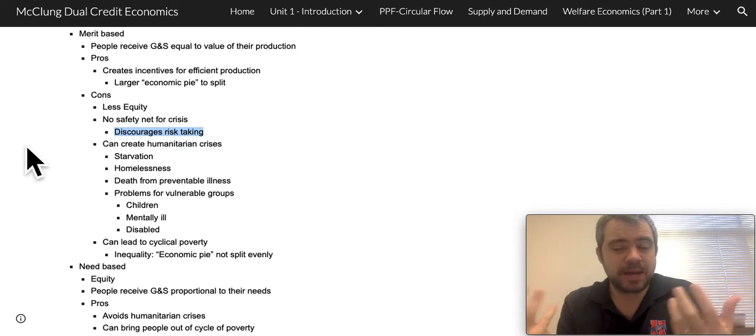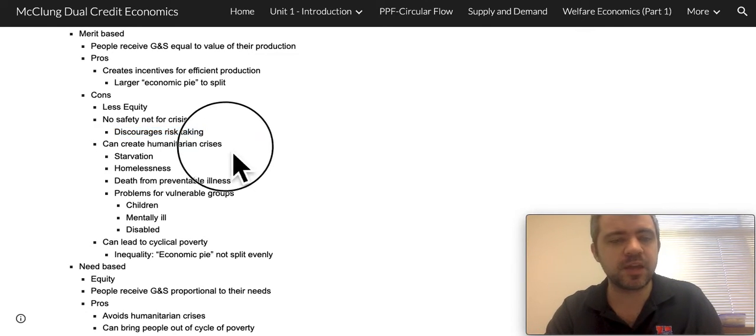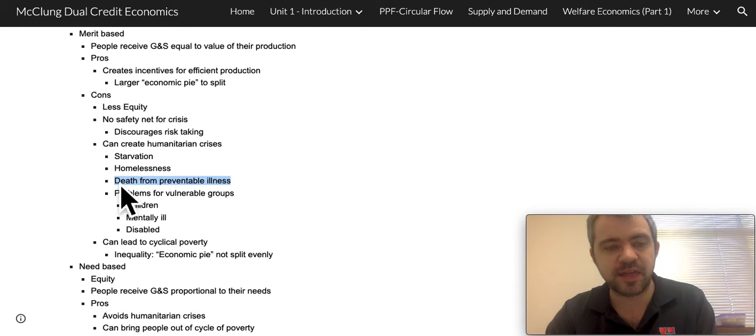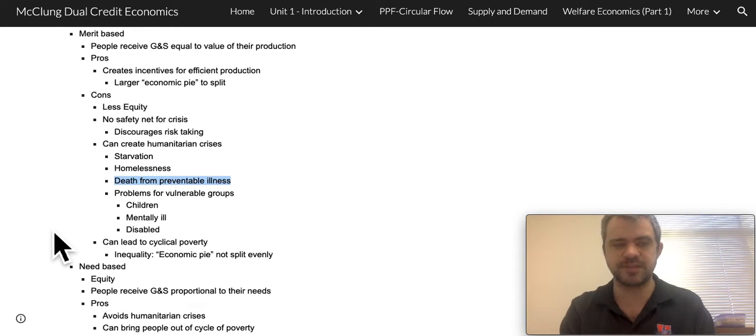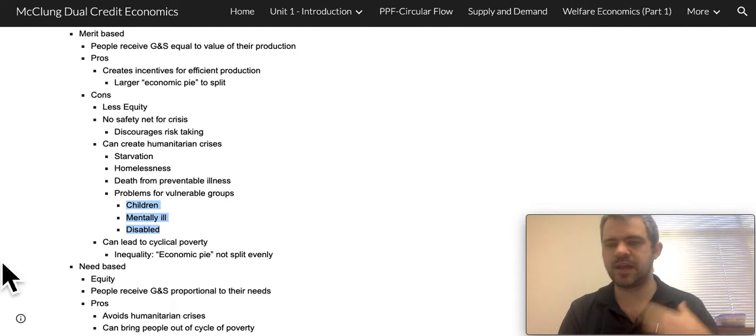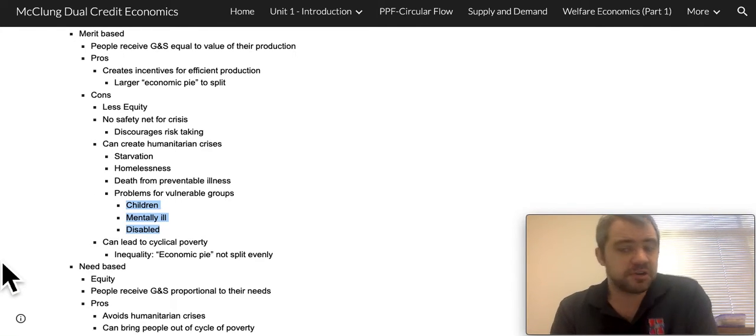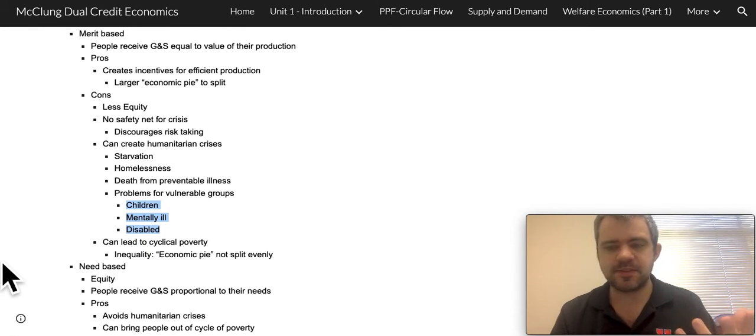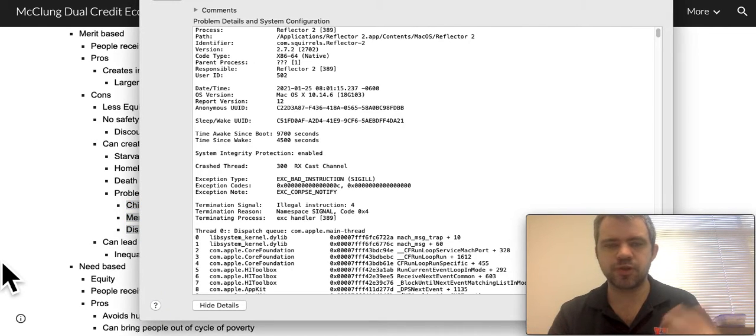And just from a moral perspective, it can create humanitarian crises, starvation, homelessness. If you're not providing healthcare, there can be death from preventable illnesses. There's groups like children, mentally ill, disabled, who are not going to be able to produce like everybody else, but we can make the argument that we still want to provide for these people. Okay. Again, these are all tricky arguments.